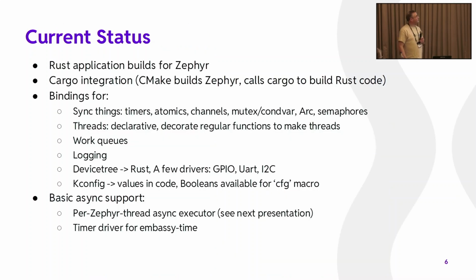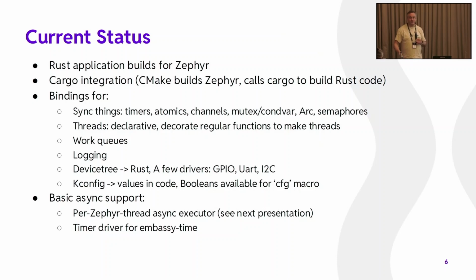So where are we at right now? So you can build Rust applications in Zephyr. I've built them. I have a hobby project, which is a keyboard, which I run code written in Rust, and it can run on Zephyr. It's integrated with cargo, and the CMake builds Zephyr, calls cargo, builds the Rust code, and then there's a whole bunch of bindings in the Rust code.